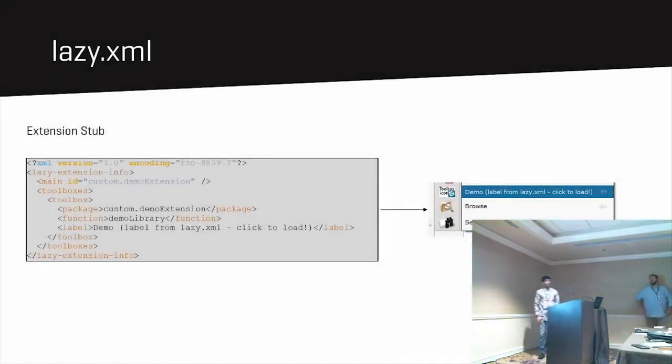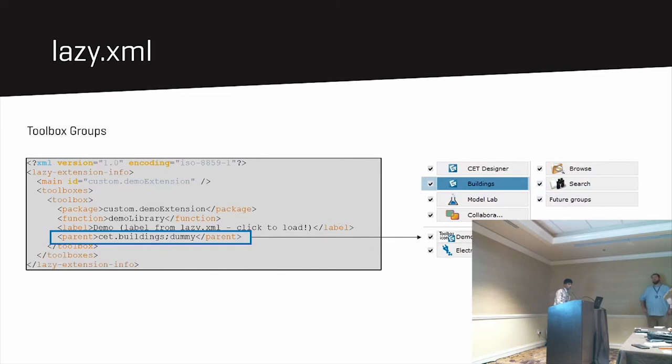Let's now quickly look through the lazy XML file. As I mentioned earlier, this is the file that drives the laziness of an extension. You could create a very simple XML like this, which creates an extension stub for you. You have the package the extension belongs to, the library file that creates the extension toolbox, and a label. If you're familiar with groups, you can also use lazy XML to register your groups. So there's no need to add all of this group code to your initialize or start methods anymore.